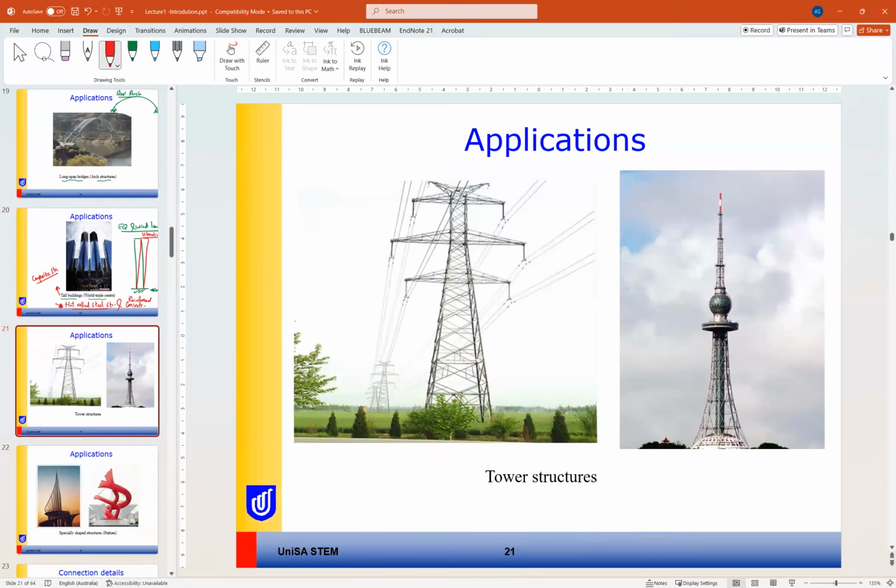Another application, or one more application, is tower structure or electricity power towers. Okay, so as you know, the high voltage electricity lines need to be carried using high-rise towers. These high-rise towers are from hot rolled sections.